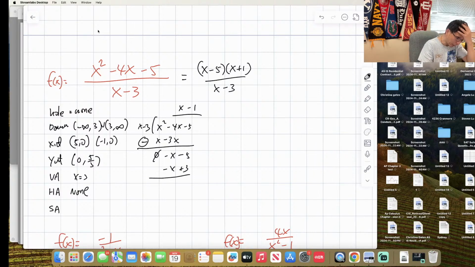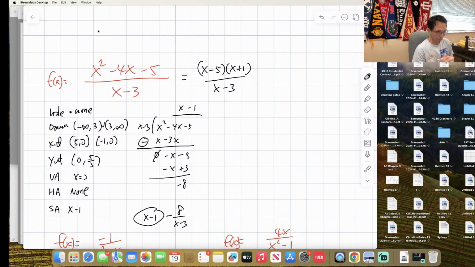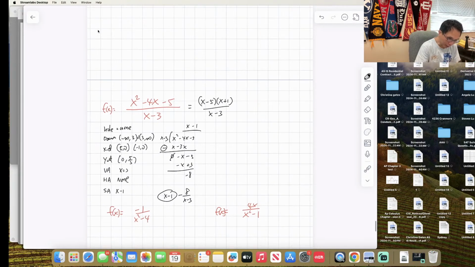That's equal to, I believe, -8. So the slant asymptote is x minus 1, so it's actually x minus 1 minus 8 over x minus 3, but only the x minus 1 part is the slant. Is that okay? Is that alright so far? Okay. So now I'm going to try to graph it.